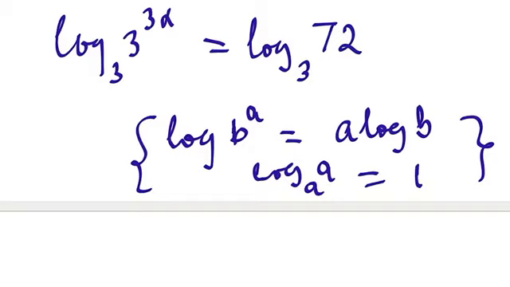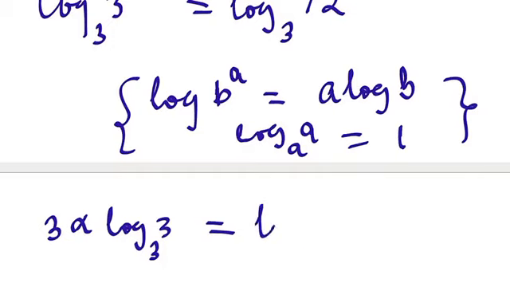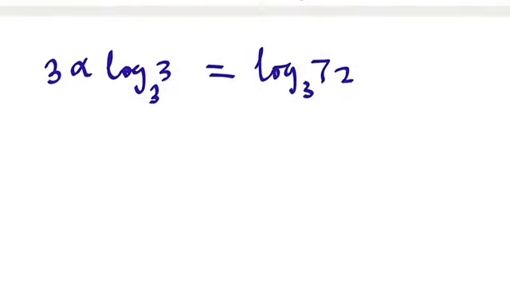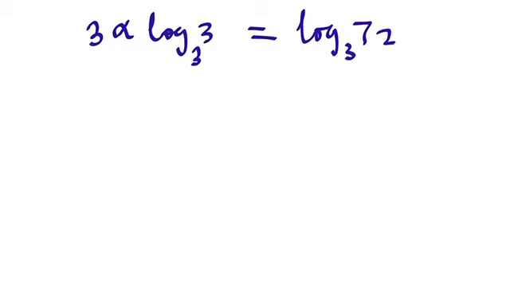All right, so from there, we're going to have 3 alpha will come down here, and we'll be multiplying log base 3, then equals log base 3 of 72. So moving on, we're going to have this to be 3 alpha. This log 3 base 3 will give us 1. So that will be equals log.